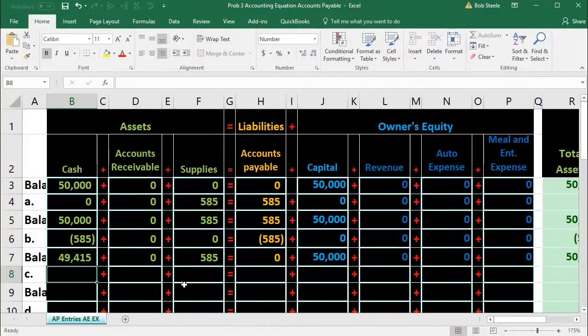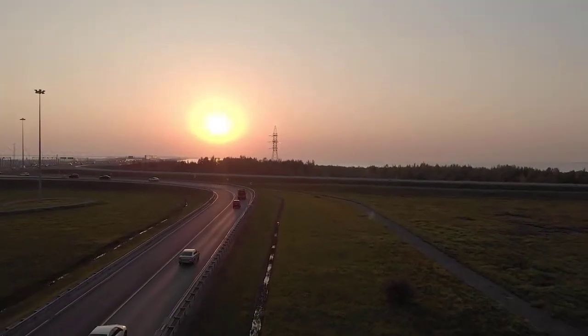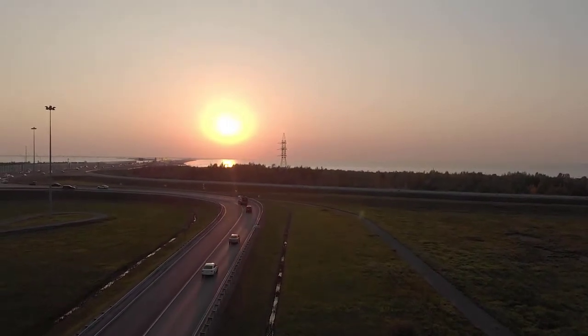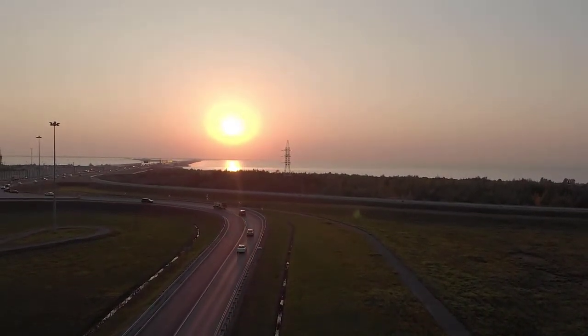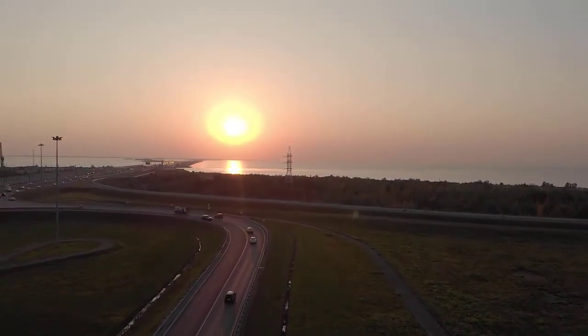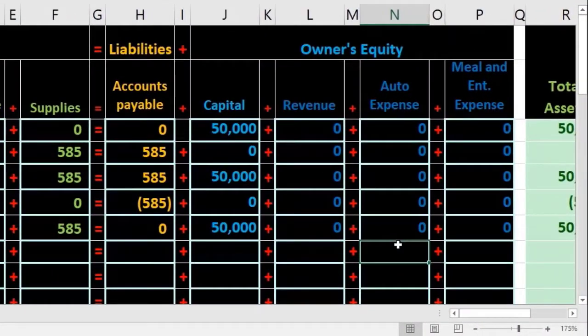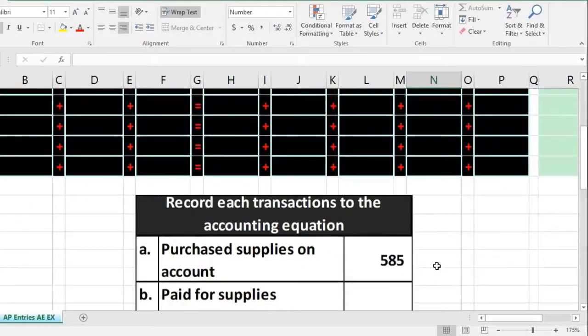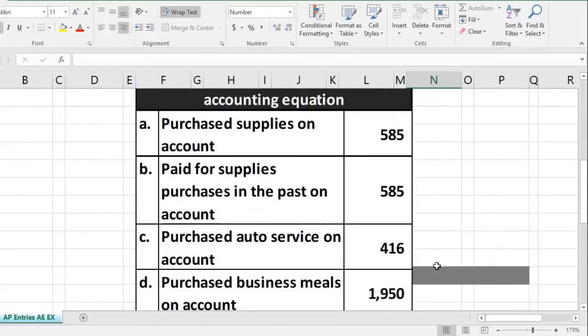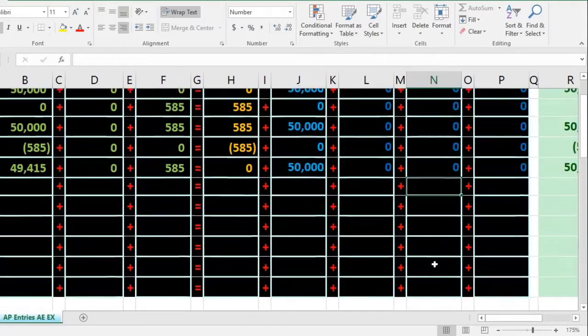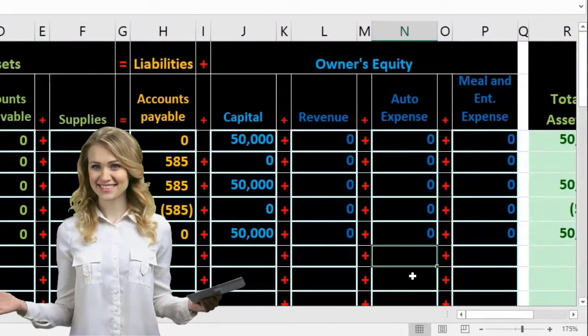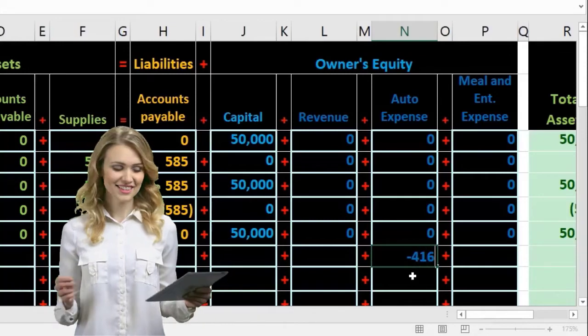In this case, we got auto service. Now, auto service isn't the car, which would be an asset. It's just the maintenance on the car, which is going to be an expense. All expenses, all income statement accounts, are part of the equity section. So we are over here in cell N8 in the equity section, and what we are going to do is put this 416 and decrease the equity section by 416.